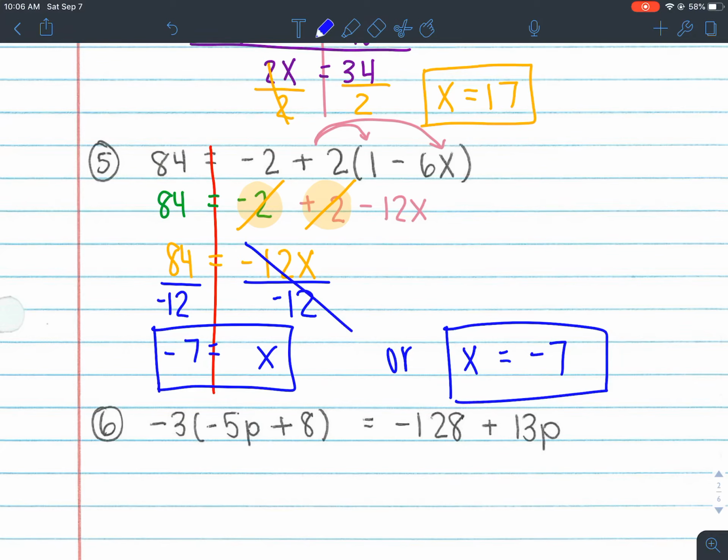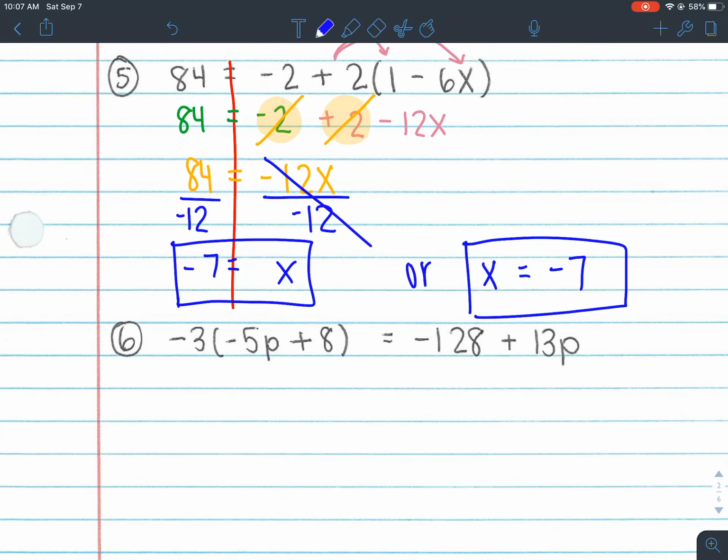You don't always have to move it to the left, but if I have two variables, one on each side, then just move it. But if I just have one variable, then just leave it on that side.